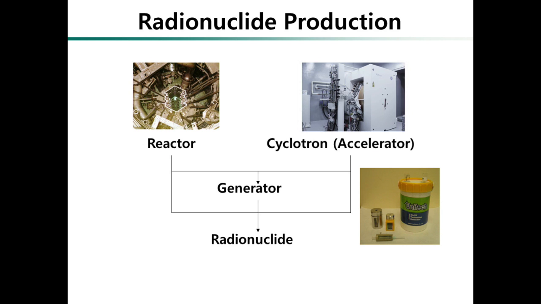There are two ways to produce the radionuclide: one is the reactor, and the other one is the cyclotron. Sometimes we put the mother radionuclide into a generator, then the generator produces the radionuclide.